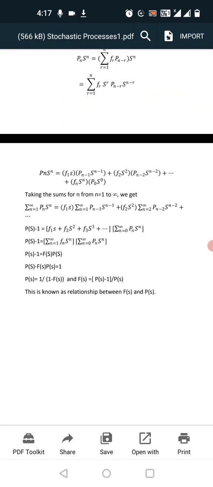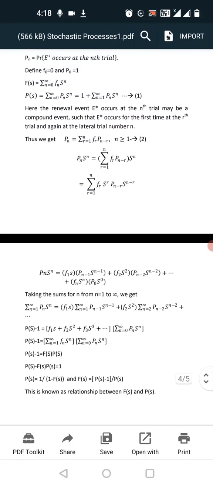Taking the summation from n equal to 1 to infinity on both sides, we get summation n equal to 1 to infinity of p_n s^n, which is equal to f_1 s summation n equal to 1 to infinity of p_(n-1) s^(n-1), plus f_2 s^2 summation n equal to 2 to infinity of p_(n-2) s^(n-2), plus etc. From equation number 1, the summation n equal to 1 to infinity of p_n s^n is P(s) minus 1.